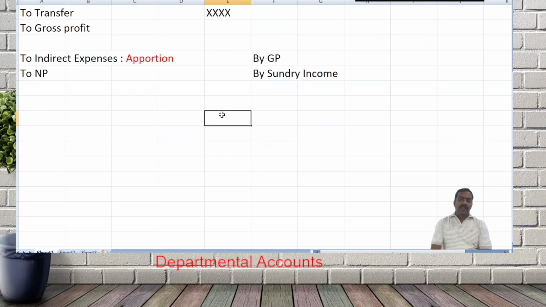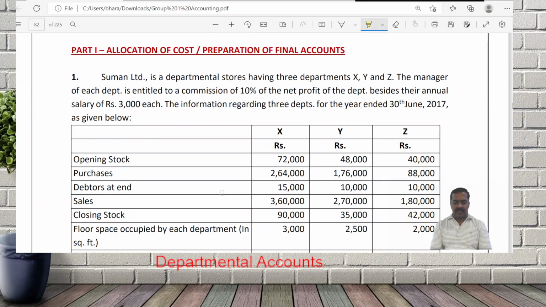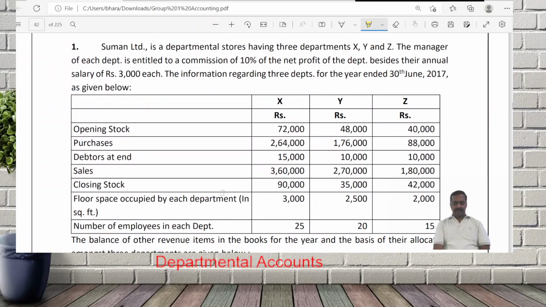Wait. After preparing a trading P&L account, we are going to prepare which one? Balance sheet, that will be a single column one. The balance sheet will not be product wise. A single column balance sheet, particulars and amount, that's all. Okay, we will do a problem to apply this concept. Go to question number 1. Read question number 1.